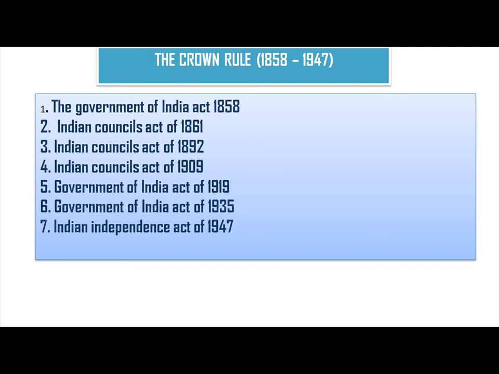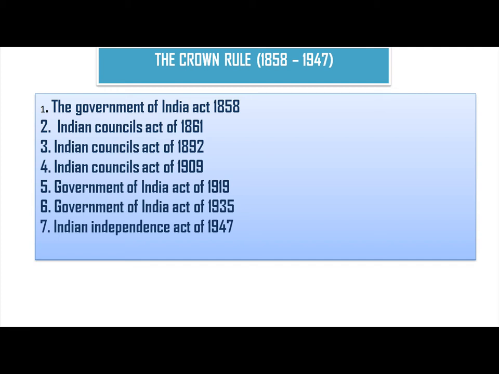Starting from the 1600s, we are discussing till 1947, meaning from where the Britishers entered India till they gave independence to us. So the first part has been completed. Now we are talking about the Crown's rule. I told you wherever I use the word crown, it means the British Queen. We will discuss all of this one by one in a very detailed manner.